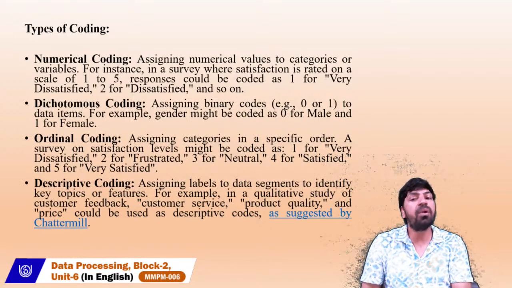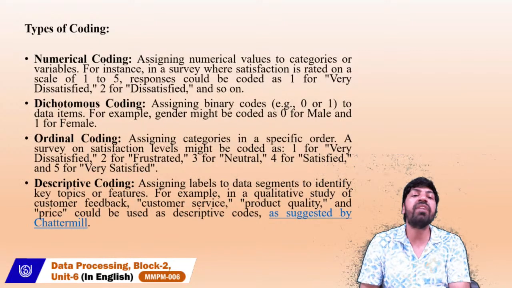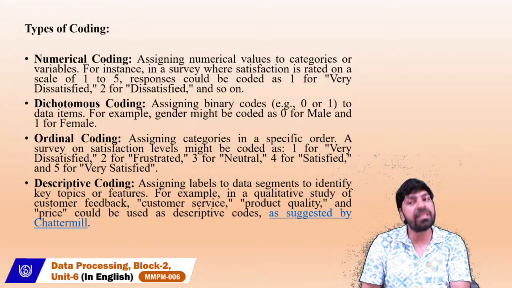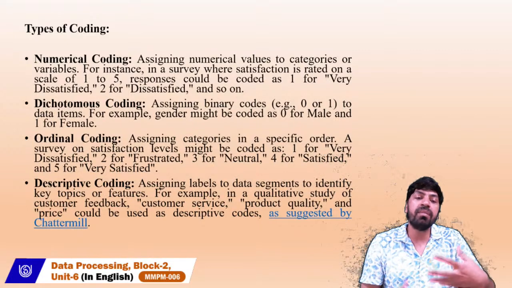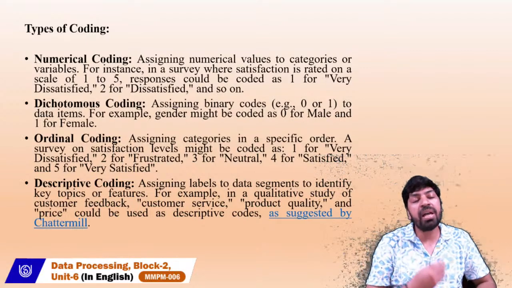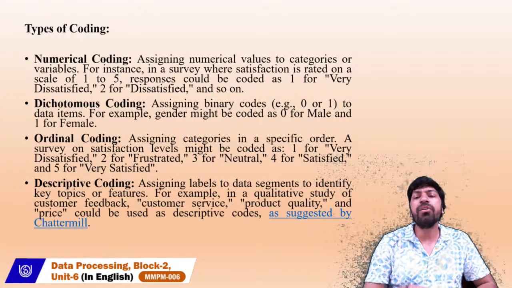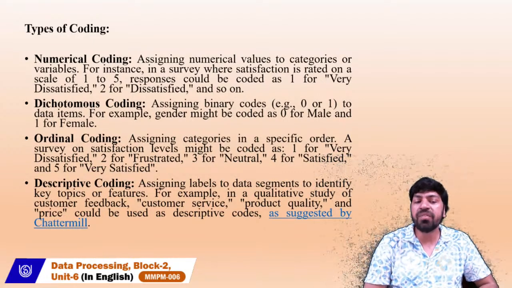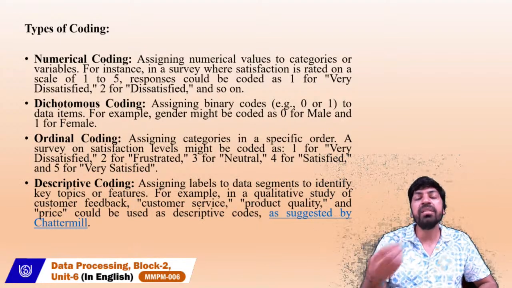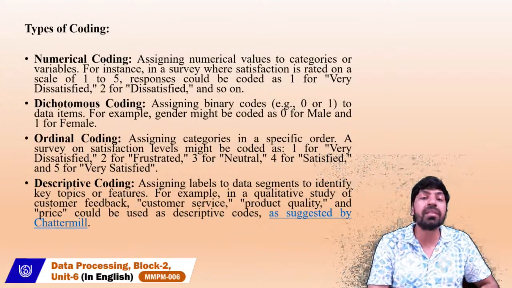Next one is ordinal coding. Ordinal coding is assigning categories in a specific order. For example, in a survey of satisfaction level, we code the categories as one for very dissatisfied, two for frustrated, three for neutral, four for satisfied, five for very satisfied. So these are the codings where the satisfaction level of consumers can be easily assessed.